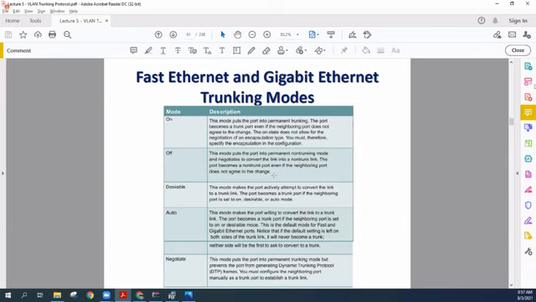With confidence, right? We'll just read through that. This mode puts the port into permanent non-trunking mode. It is in the non-trunk. Negotiate to convert the link into a non-trunk link.